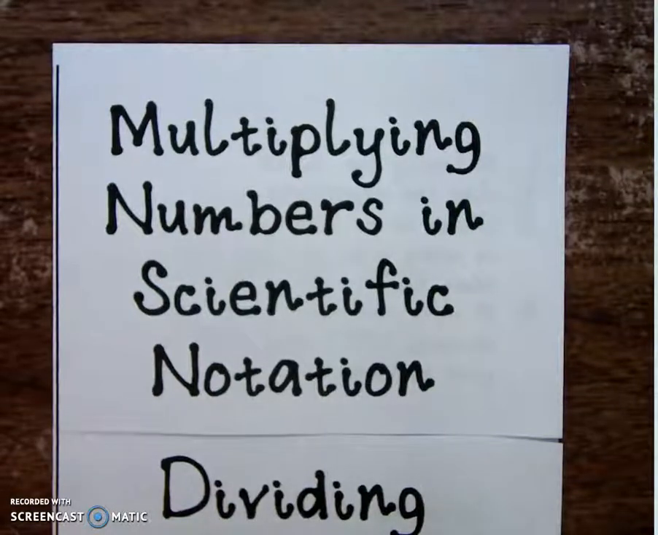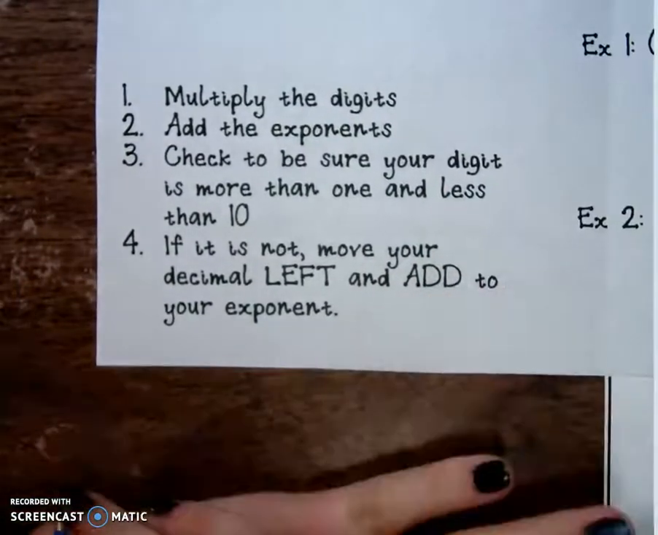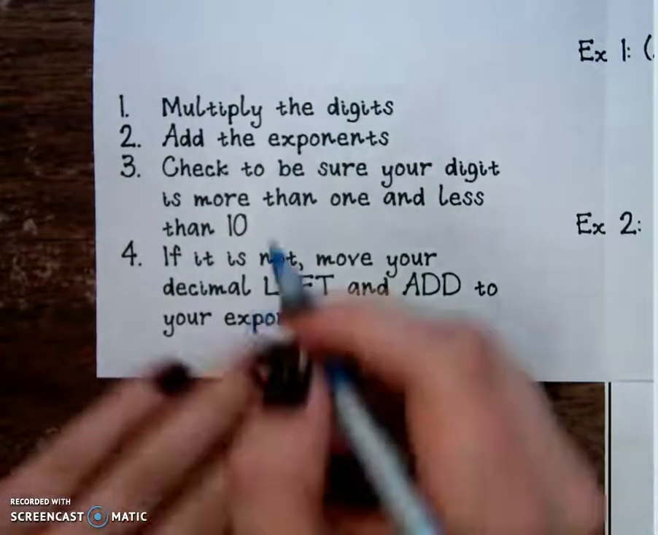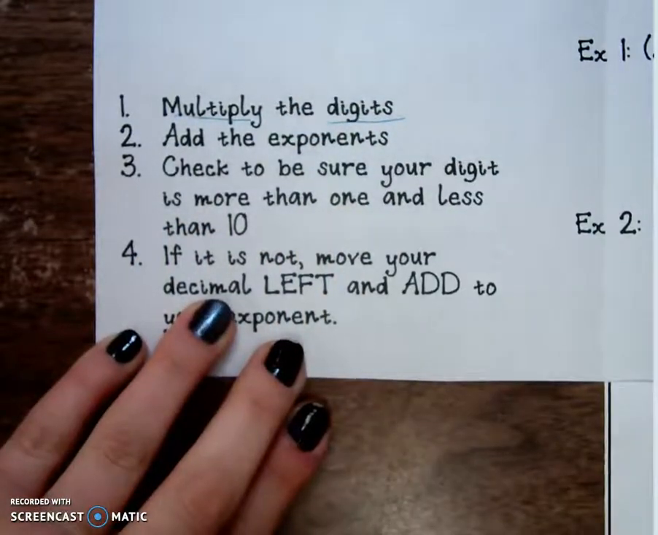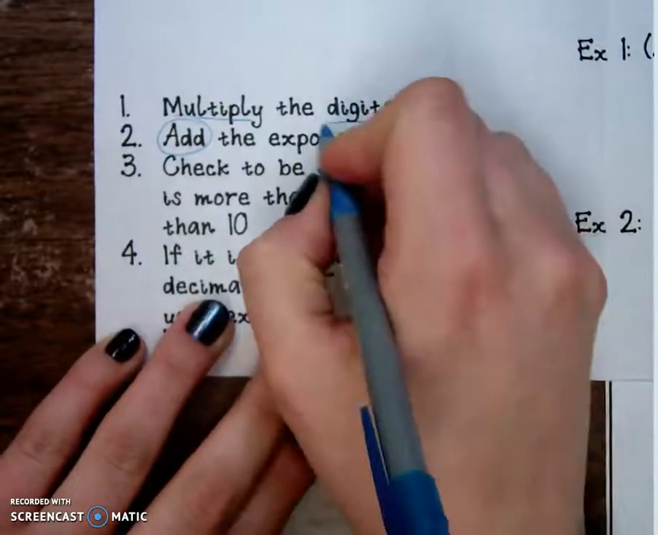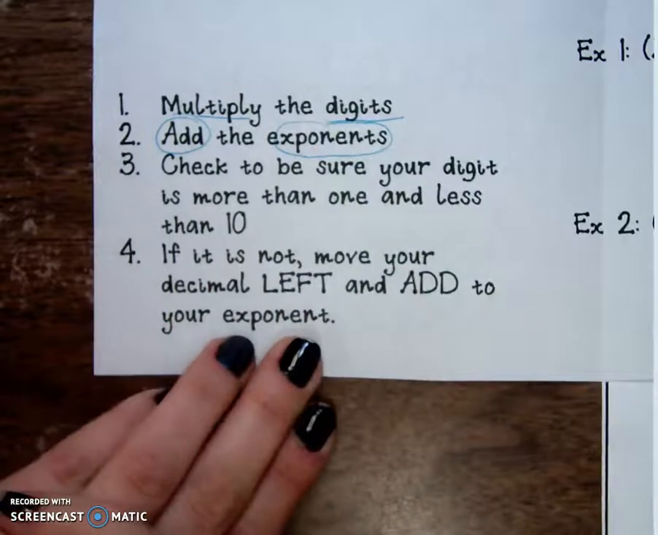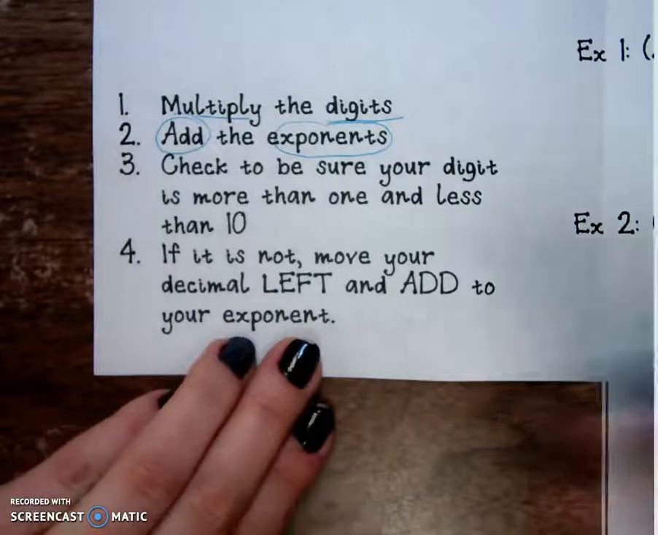This lesson is on multiplying and dividing numbers in scientific notation. We're going to start with multiplying. The first thing you're going to do is multiply the digits. Remember, the digits are in the front of the power. The second thing we're going to do is add the exponents, just like we do when we use the product rule. And then we'll look at step 3 and 4 when we are doing our examples.